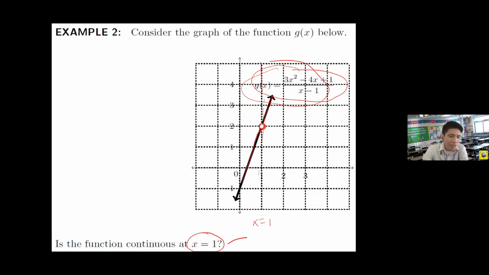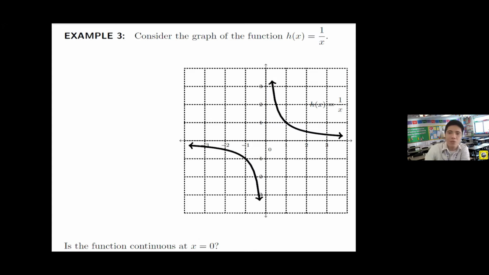Hopefully you now get the concept of continuity. Next, another example. This is the graph of h of x equals 1 over x. Given the graph, determine if the function is continuous at x equals 0. Again, drop an imaginary vertical line at x equals 0. The question is, can you sketch it?